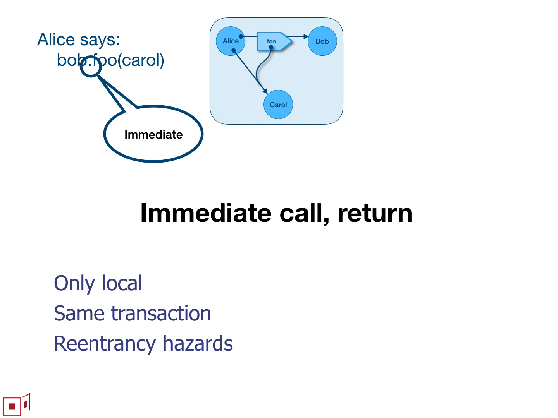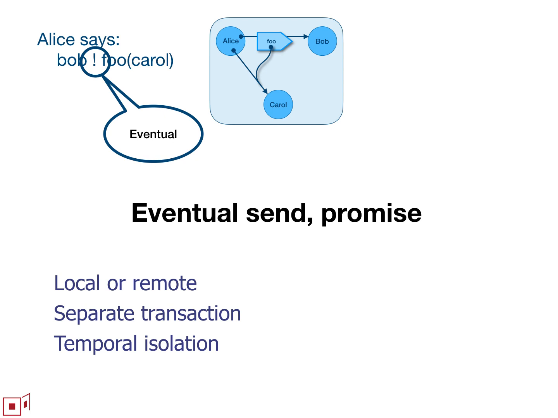So this kind of synchronous interaction is only appropriate locally, only appropriate if Alice and Bob are co-located in the same vat. We introduce this infix bang operator, the eventual send operator, that does an asynchronous invocation. It sends the message foo to Bob eventually, to be delivered to Bob in a separate transaction. And when Alice sends that message off, the message send immediately returns to Alice a promise for what the result will be. And now Alice and Bob are protected from each other.